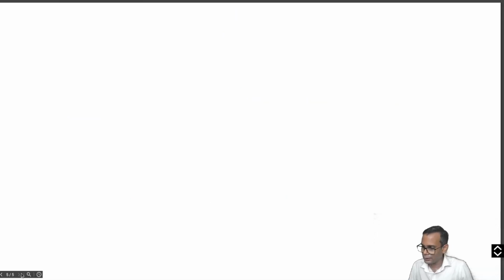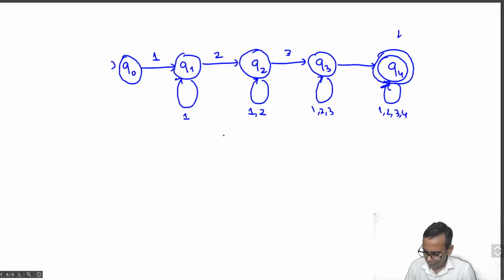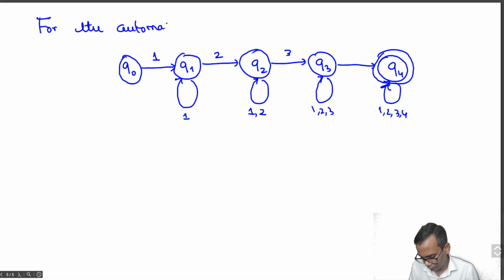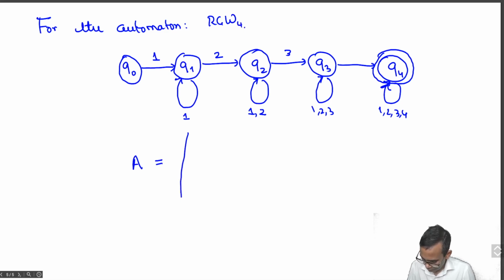Let me show you how to do this in an example. So suppose we take this automaton that we had earlier. What is the matrix A? So this is RGW4. For the matrix A, the initial state has no arrows going into it, so we have 0, 0, 0. There are 5 states here, so I'll have a 5 by 5 matrix.